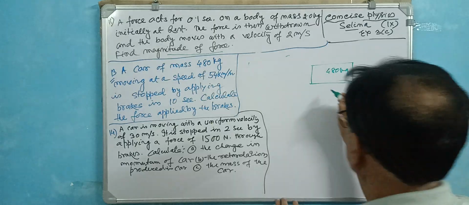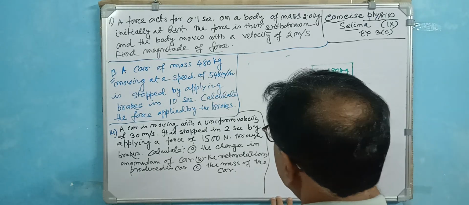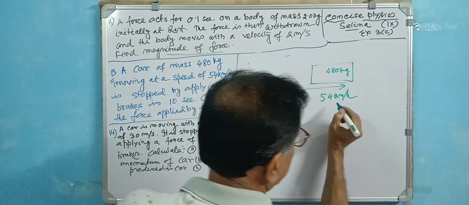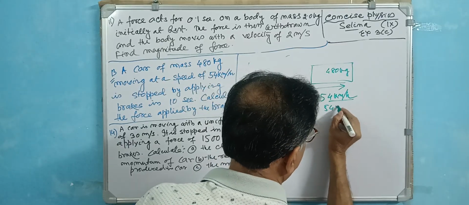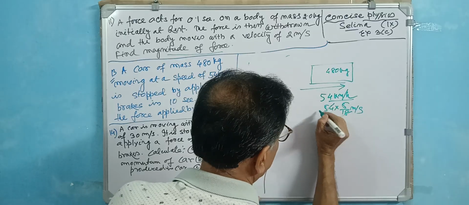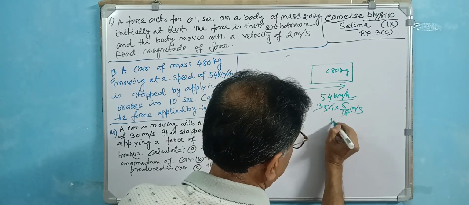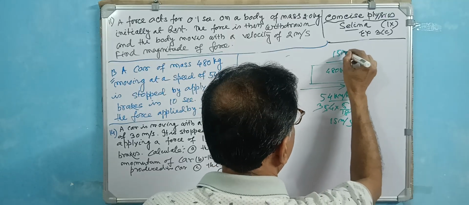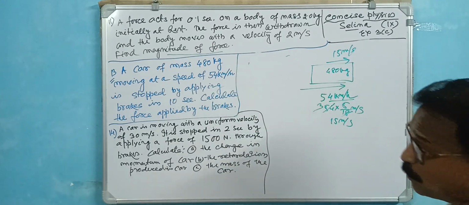A car is moving at a speed of 54 kilometers per hour. First, you convert kilometers per hour to meters per second by multiplying by 5 by 18. So it is 15 meters per second. So it is moving this way at 15 meters per second. Is that clear to you?